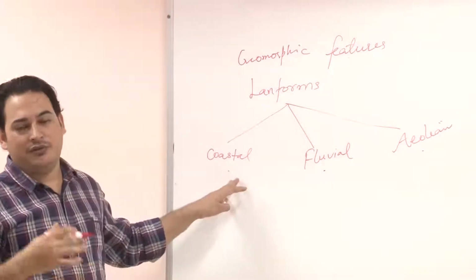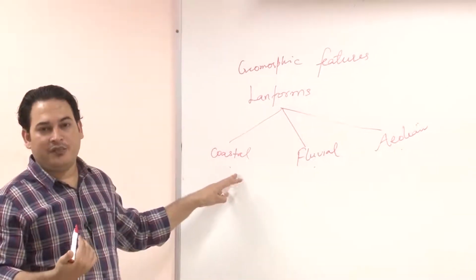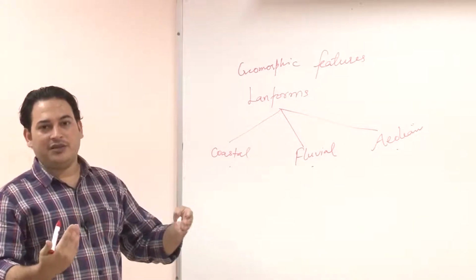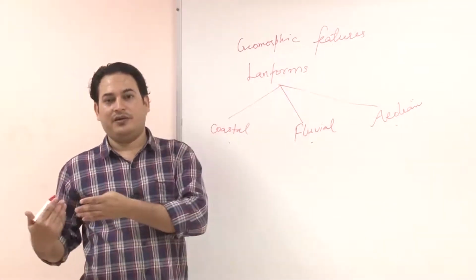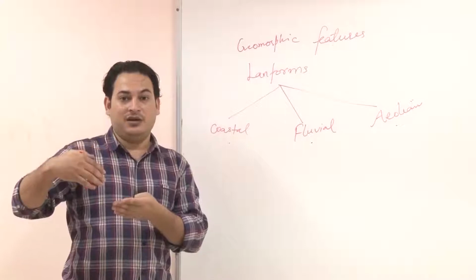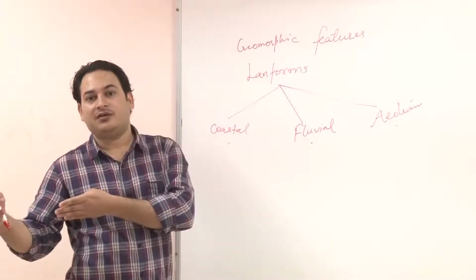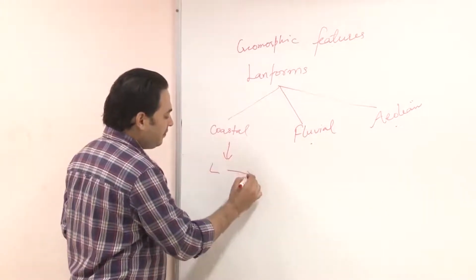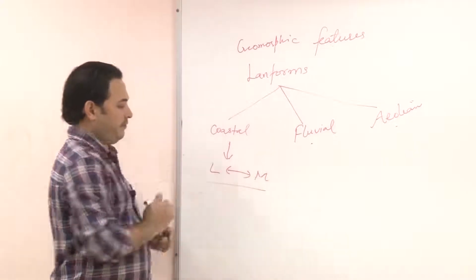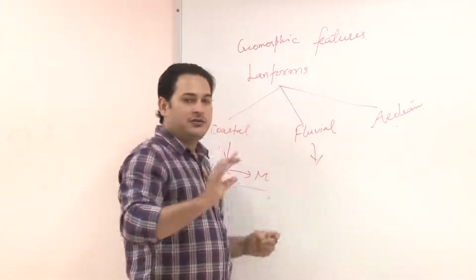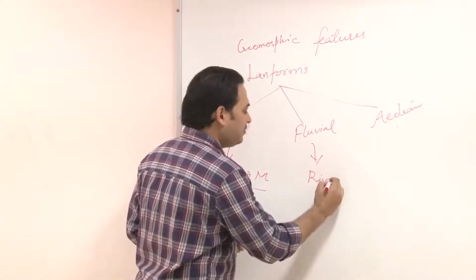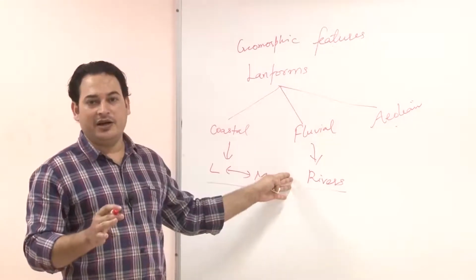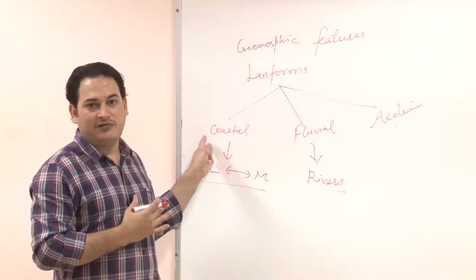So, coastal is related to the shoreline environment or transition zone between the continent landmass and the marine environment, like the offshore environment, which is towards the deeper ocean, okay. So, this is the transitional zone between the landmass and marine environment. Fluvial is solely related to rivers and river originated landforms, okay. So, I will show some models related to this environment also.